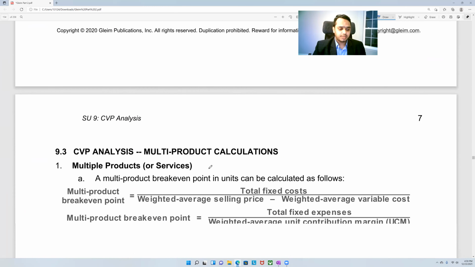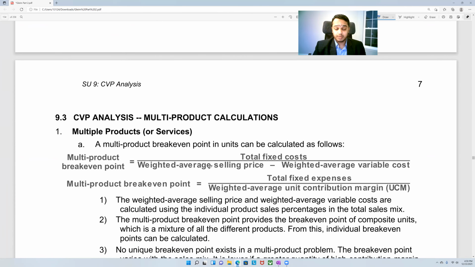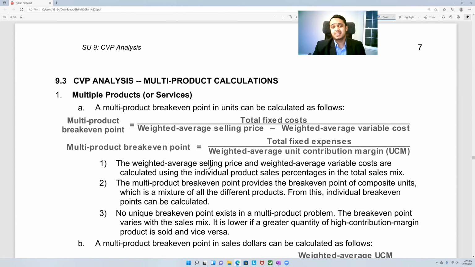Okay, so let's move forward towards one main topic, which is multi-product calculations for your break-even analysis. It is one tricky question which can come in the examination, well, not tricky actually, it can take some of your time. What you need to do is find out your weighted average contribution margin. To find your weighted average contribution margin, you need to find out which product is having how many sales.